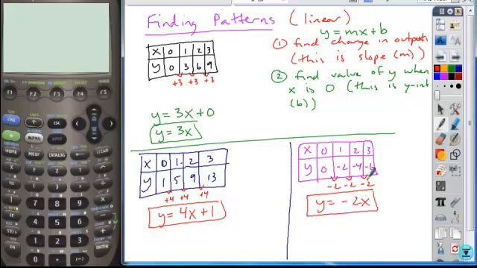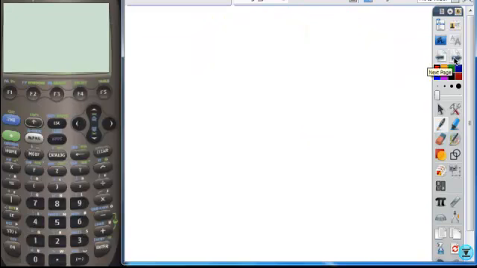Questions about those patterns? They're pretty simple. Later on, we'll talk about how to find patterns that aren't linear in nature, and so this is a good place to start for that. All right, the last example is another story problem.